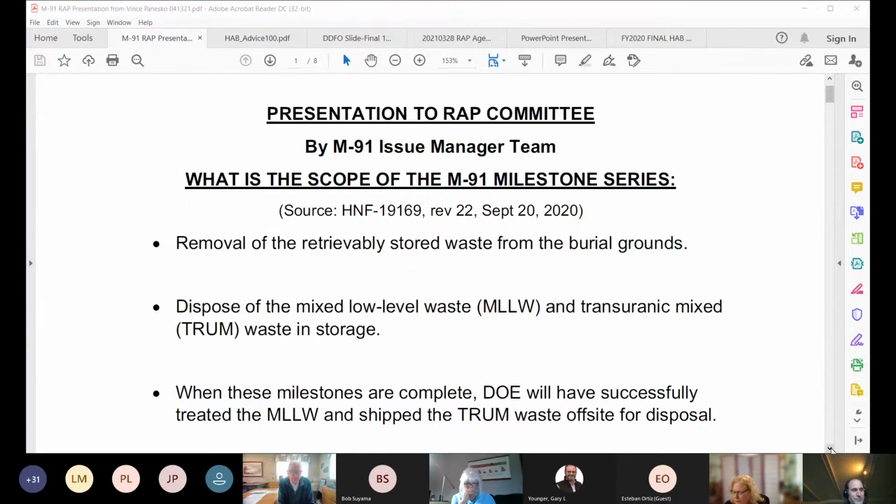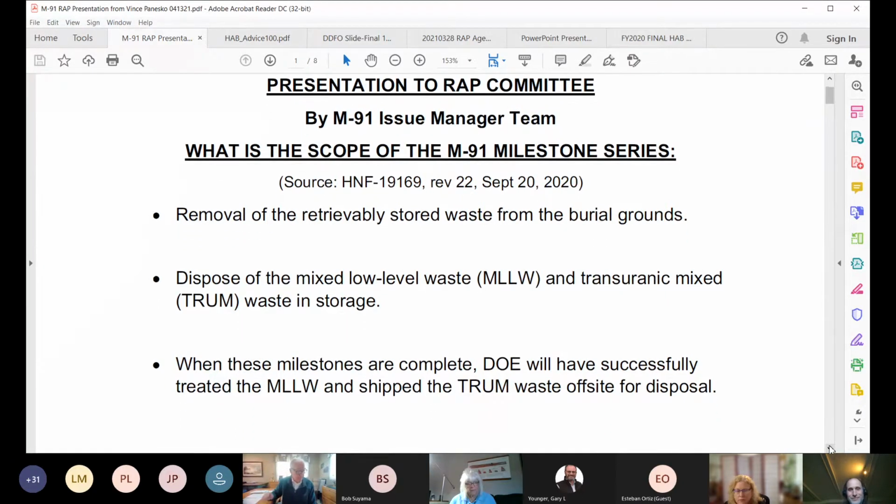When these milestones are completed, DOE will successfully have treated the mixed low-level waste, and treated means treated. They didn't use the word disposed. It would be disposed, but it could be at Hanford. It's not shipped off-site; the shipment off-site focuses on TRU. So that's relatively consistent. This could be the end of my presentation: M91 is consistent with previous Hanford advice. End of presentation, we can go on to another topic. But there's a lot of things I learned that we need to talk about. So let's move on to the bottom of this.